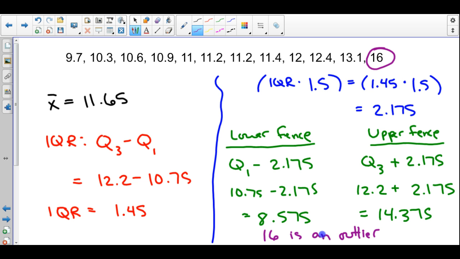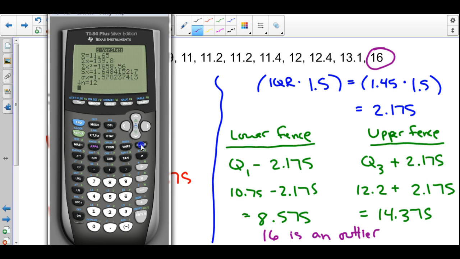Now we're going to recalculate our mean. I'm going to go back and bring up my graphing calculator, and we're going to recalculate what our mean would be if we remove that one data point. So I'm going to go back to Stat and Edit, scroll all the way down to where I find 16, put my cursor over where 16 is, and hit Delete.